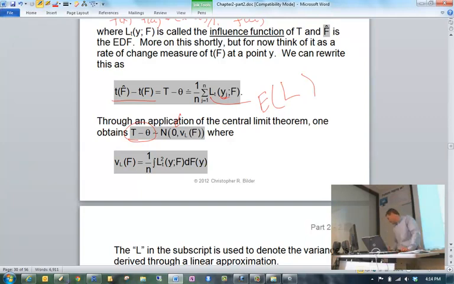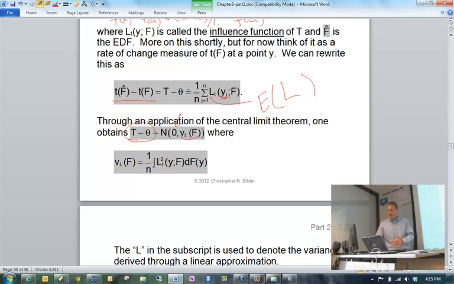You can see it in the book. It's equation 2.33. You can see why the mean is equal to 0. It's just how we're doing the approximation. And so then we need this variance. Well, the variance is simply 1 over n of the integral of the influence function squared dF.